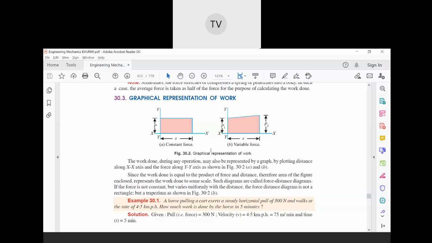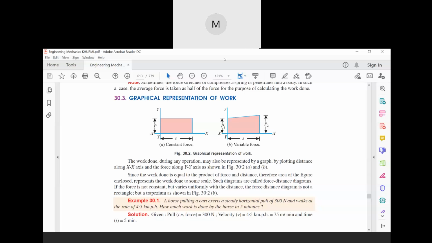So what is the graphical representation of work? We have to graphically represent the work done, na? So how will it be represented? Now we have to plot the distance on the x-axis and the force along the y-axis as shown in figure A or B. So how is it put?